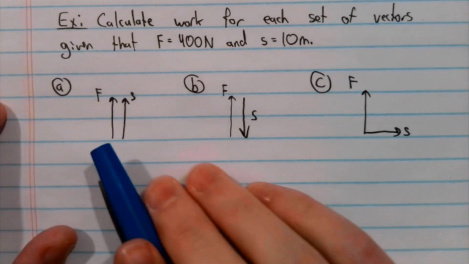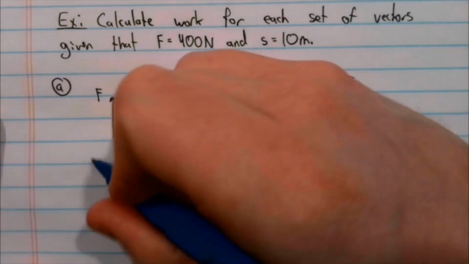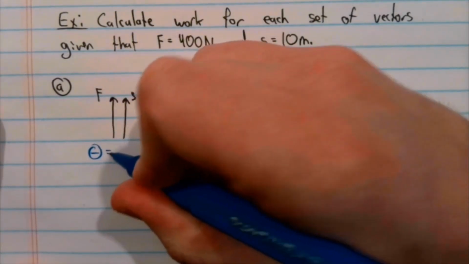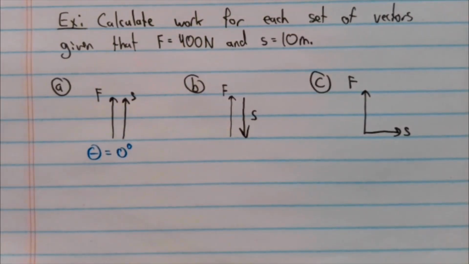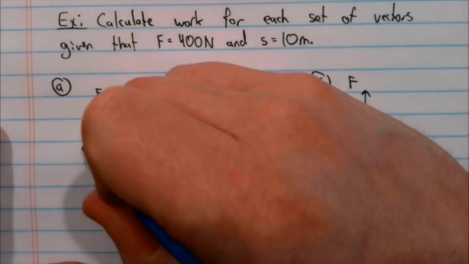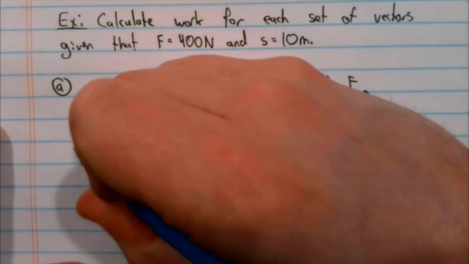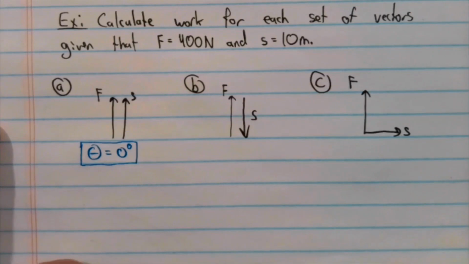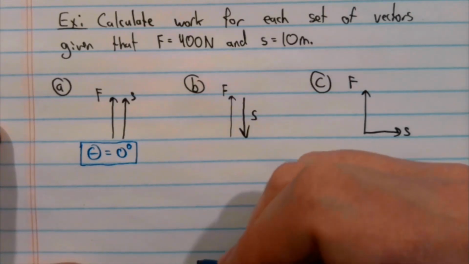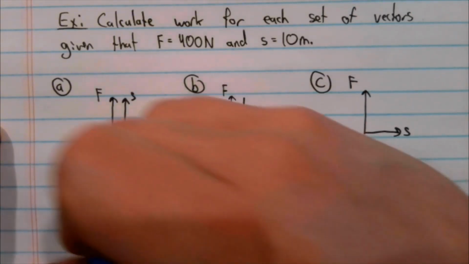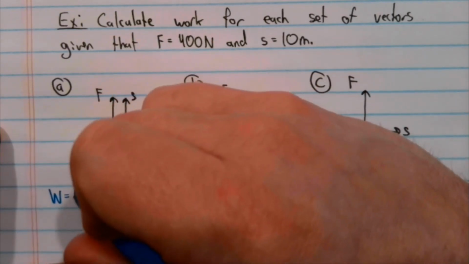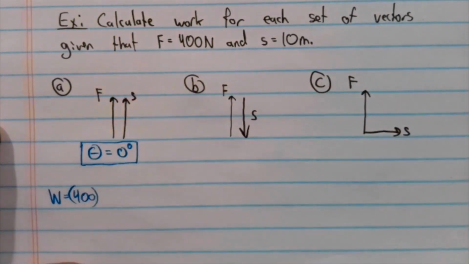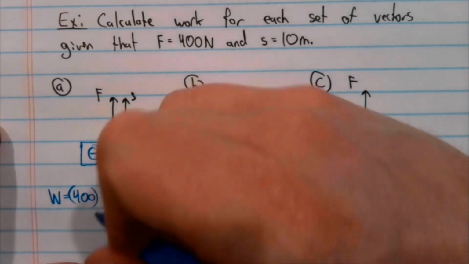First of all, this angle is 0. If two arrows point in the same direction, the angle between those arrows is considered 0. So that is a really important thing to know. Two arrows are parallel and they point in the same direction, the theta is 0 for them. So we can easily calculate this now. Work equals 400 times 10 times cosine 0.